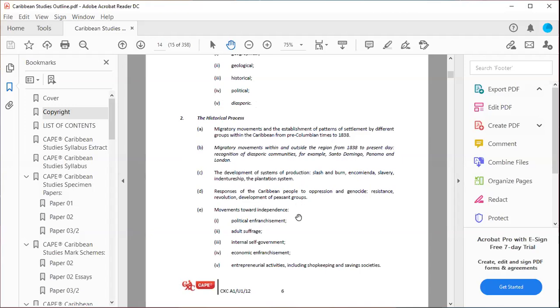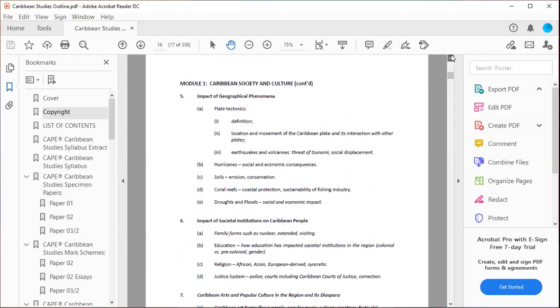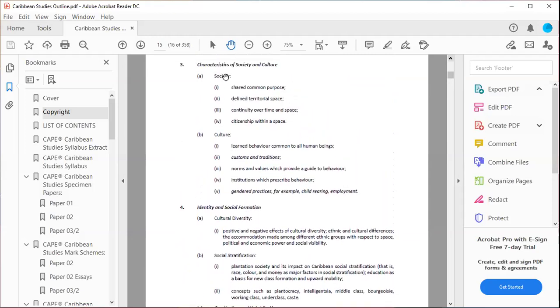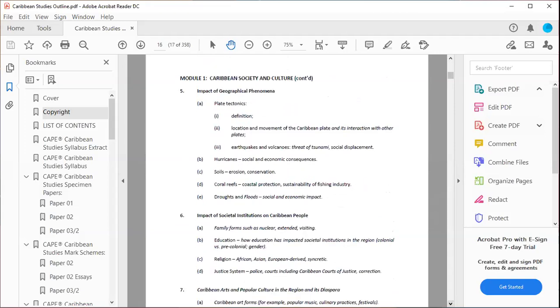Hopefully, by the end of the term, we usually finish our syllabus by the end of November, usually at characteristics of society and culture. This is where we usually finish 3. When we return, we usually do 4, which is cultural diversity, social stratification, and so on. If time permits, we will continue up to identity and social formation of the Caribbean, which is one of my favorite topics. Then next term, if time permits, we're going to start with geographical phenomena.